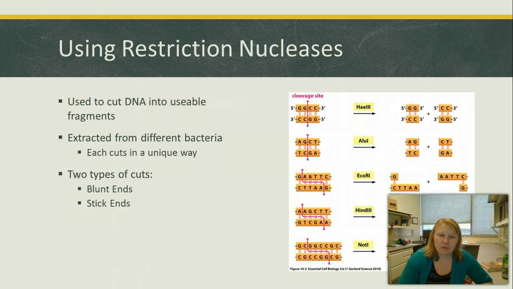They cut in 2 different ways. One's a blunt cut where they cut even on each side, and one's called a sticky end where they cut less on top, more on bottom, or vice versa. And it creates these overhangs that make them more sticky, and they actually re-anneal better together, or better when you use a sticky end. And that's why most of the time you use sticky ends, but sometimes you use blunt cuts. It just depends.